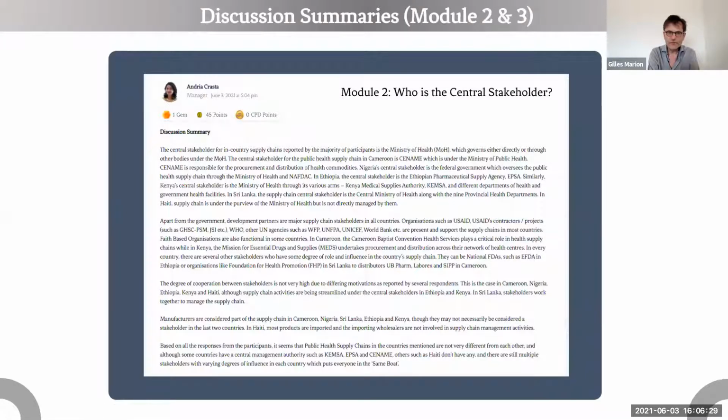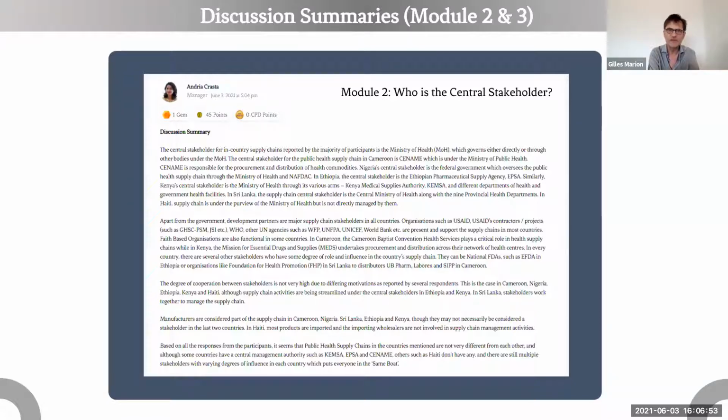Yes, we've had some good discussion, one about the central stakeholders. I think you've seen the summary, which has been done by Andrea. Basically, if you look at it, the conclusion on all those two discussions is that indeed we are in the same boat.